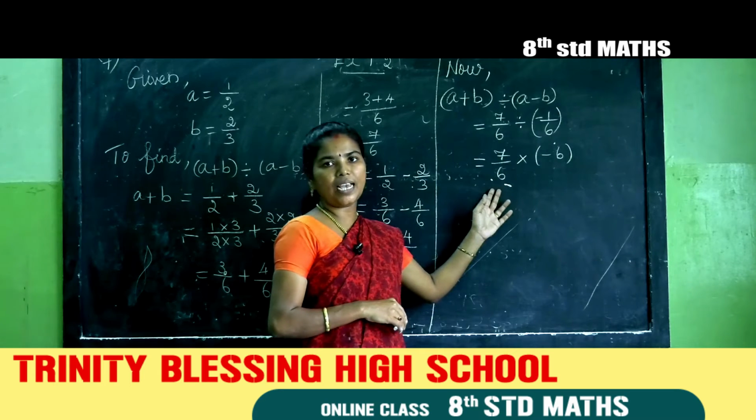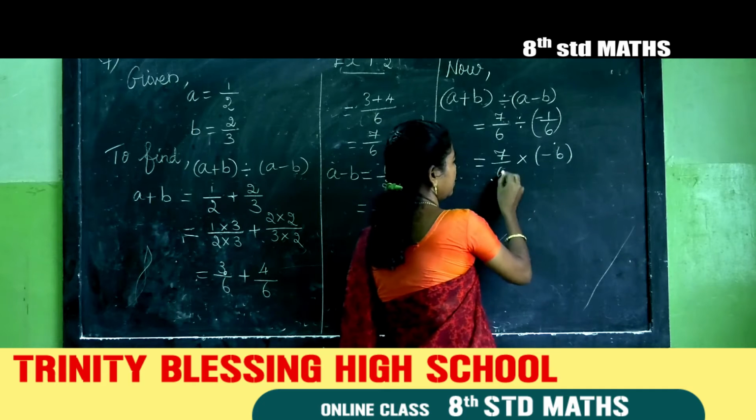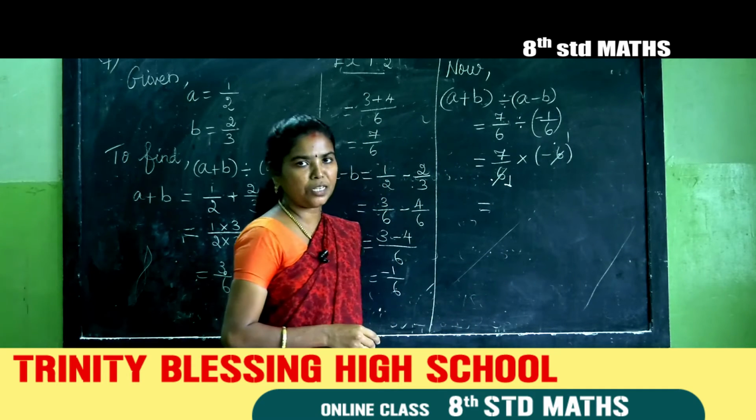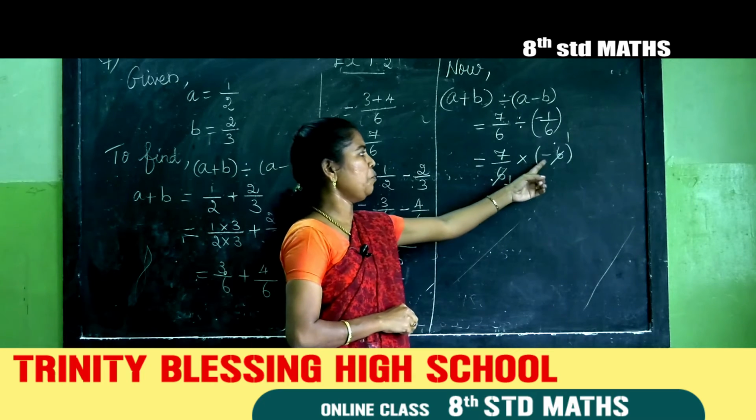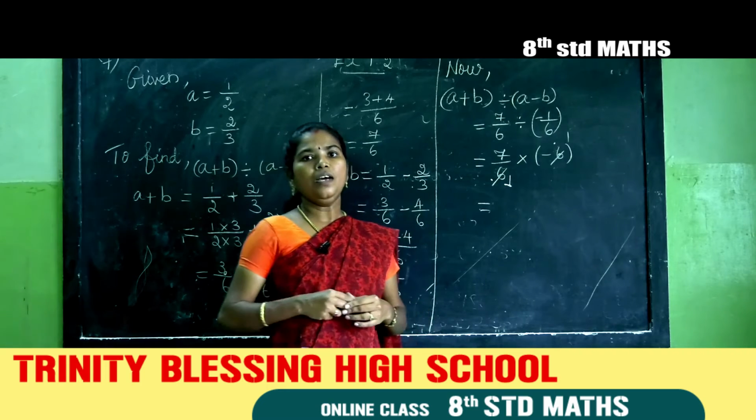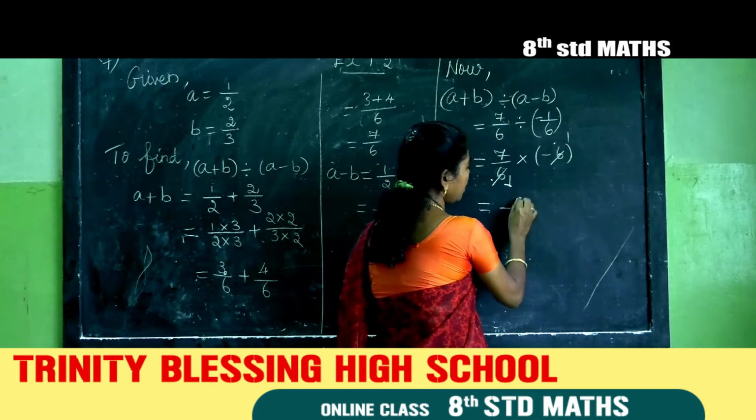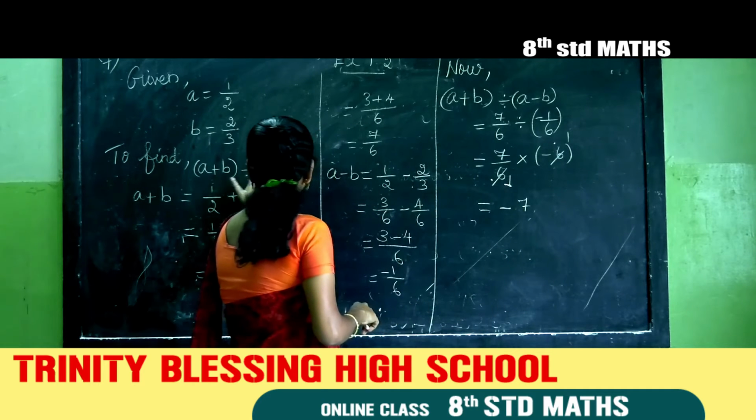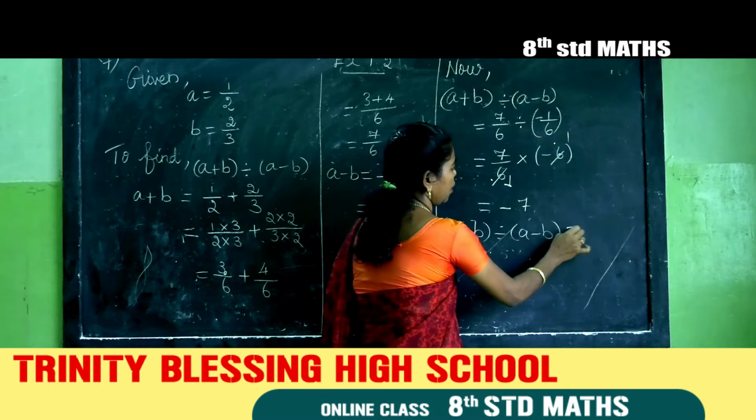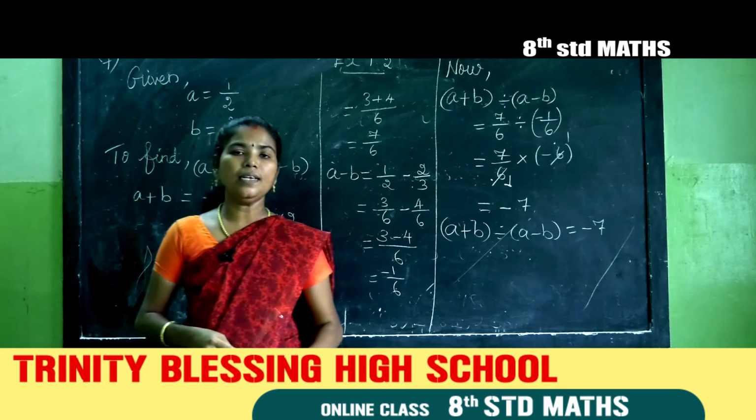The same numbers we have in numerator and in denominator, so we can cancel this 6 and this 6. 1 6 is 6, 1 6 is 6. Now we have to multiply the values. Here 7 into minus 1. First we should multiply the symbol, otherwise we will forget to multiply the symbol. So plus into minus, minus. 7 ones are 7. So the value of a plus b divided by a minus b is equal to minus 7.